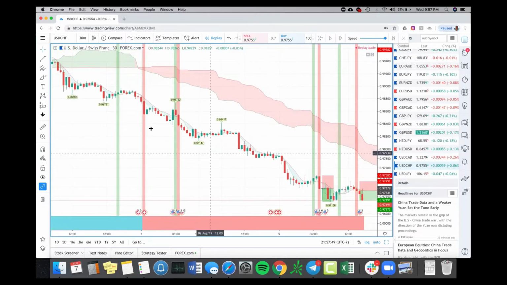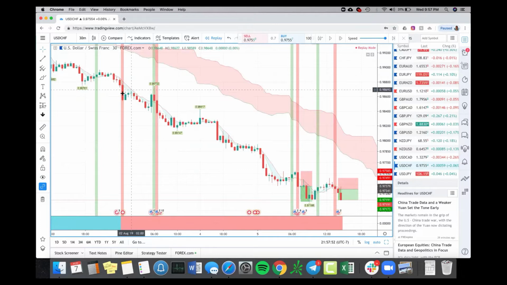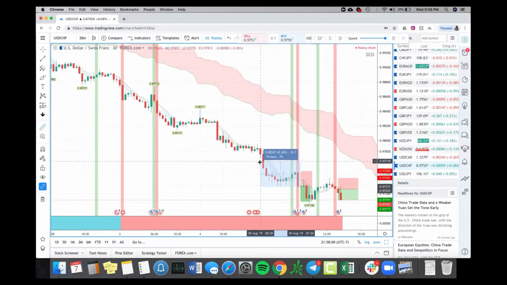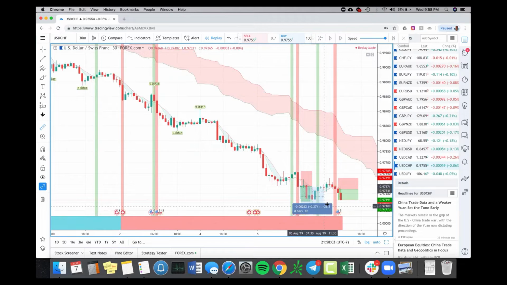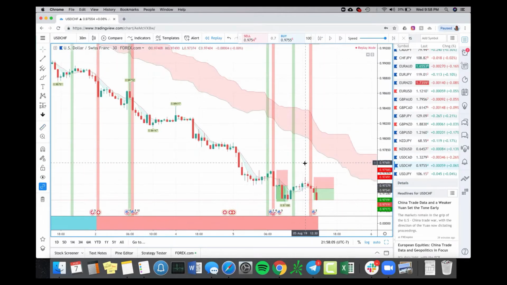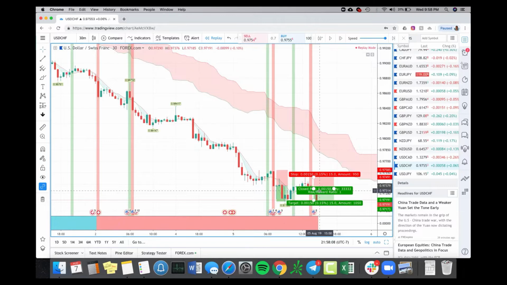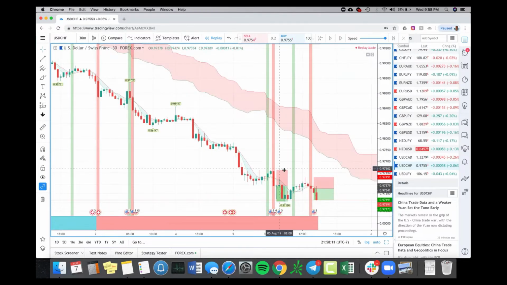If you took all these sell signals right here, this was about 40 pips, this was 40 pips, this was 30 pips, and then this was another winner right here too, 15. So you would have made over 100 pips if you just traded the US dollar versus the Swiss franc for about 4 days. And then if you're trading standard lot, you would have made $1,000 off that trade. Oh.